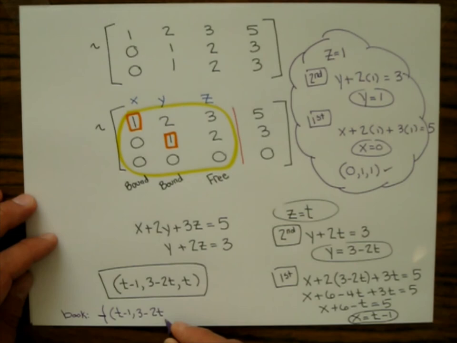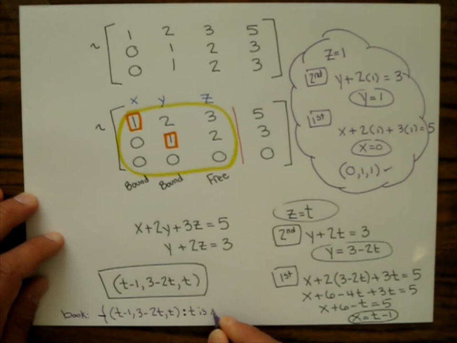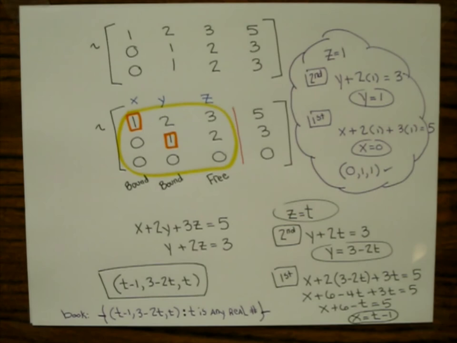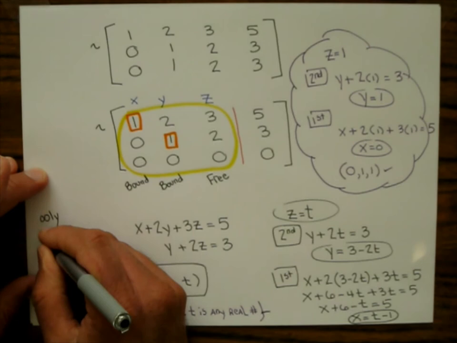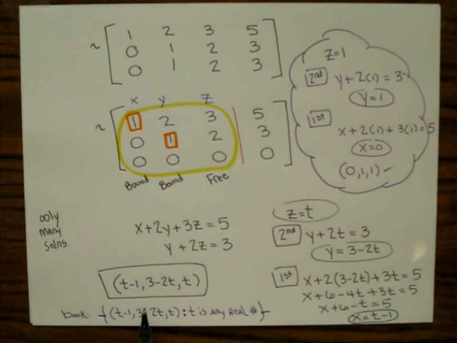Oh, so your book writes it like this, and then there's a "such that", where instead of a line they have a colon, and then they say t is any real number. Okay, and so that's what the book's going to write. So this is infinitely many solutions. And let me write that down here. So this is infinitely many solutions. And this is a parameterization.